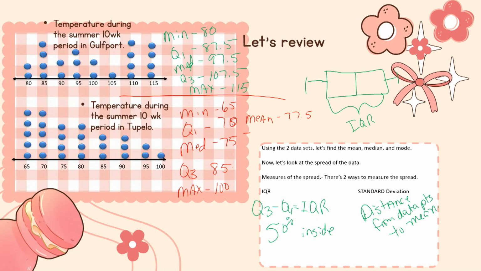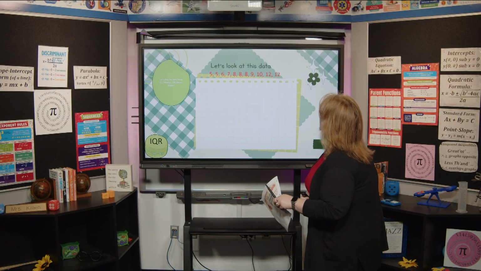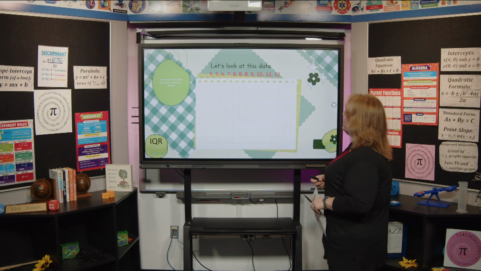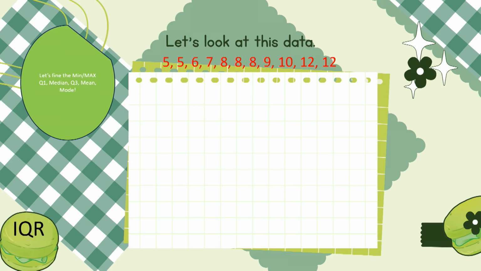So let's look at another problem using these same concepts. So here we go. It says, let's look at this data. Let's find the min, max, Q1, median, Q3, mean, and mode. So what I want you to do is on your calculator, use this new feature that we've learned. So go ahead and plug this information into your calculator. I'm going to do it up here on the board, and let's compare and see what we've got.